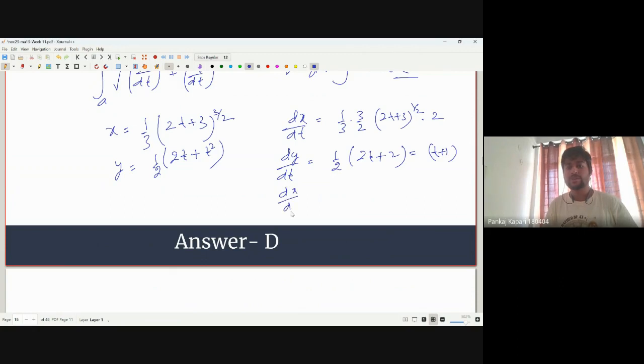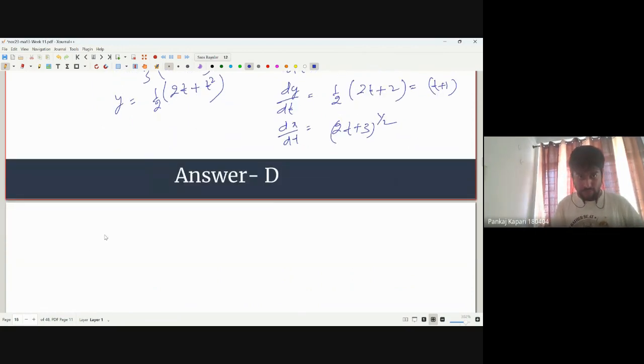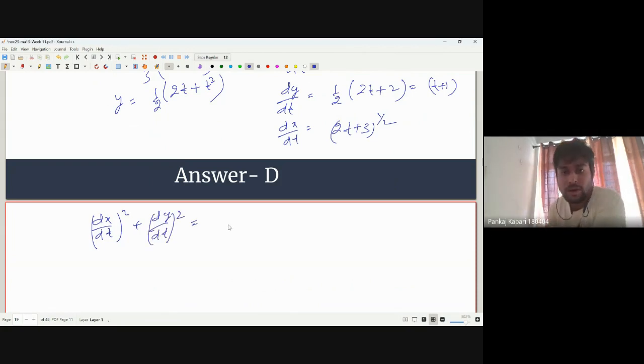and if you simplify what is dx by dt, you can see that this 3 and 2 will just cancel out, right? After this cancellation you will be left with 2t plus 3 to the power half. Okay, so let's find out the square, the arc length. So dx by dt whole square plus dy by dt whole square. Okay, so we have to find this square root. So if you take the square, then on one side you have 2t plus 3 and on the other side dy by dt whole square will give you t plus 1 whole square.